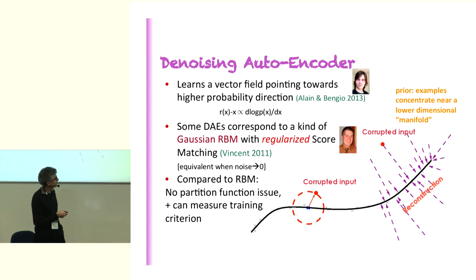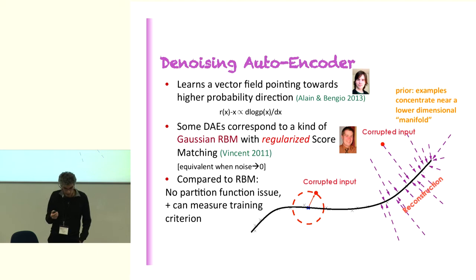If we compare to RBMs, there are some advantages: we don't need to run a Markov chain in order to train them. There's something I didn't have time to mention. The reason we're running this Markov chain for RBMs is that we want to get the gradient of the so-called normalizing constant or partition function, which is intractable. Here we don't have such things. And we can measure the thing that we're optimizing, which is the reconstruction error. So that's nice.